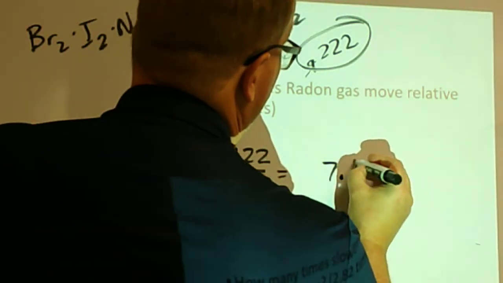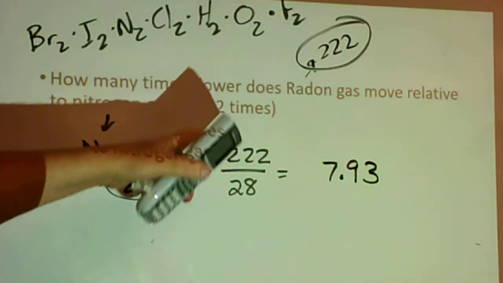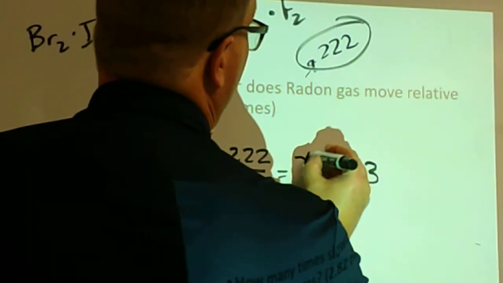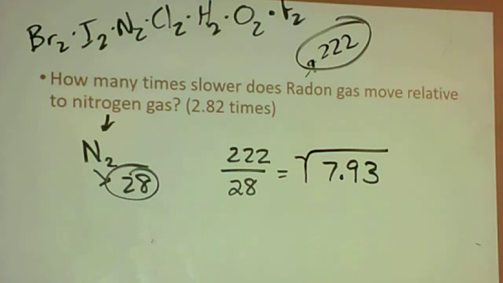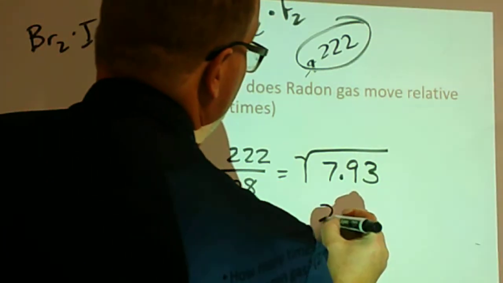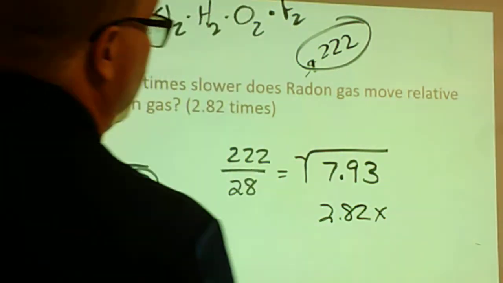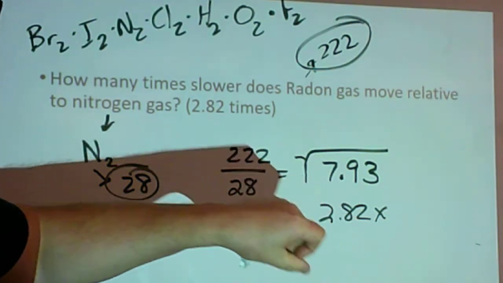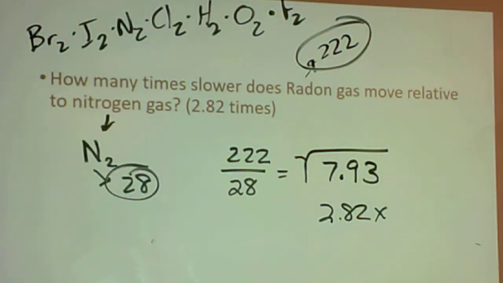We got 7.93. That's kind of a hint that we're not doing it correctly. We did it correctly. We just have one more step because in chemistry we always go an additional step. And we now have to do the square root of this, which is the same answer as what we get here. So radon moves 2.82 times slower than nitrogen gas, but by the same virtue, nitrogen gas moves 2.82 times faster than radon gas.